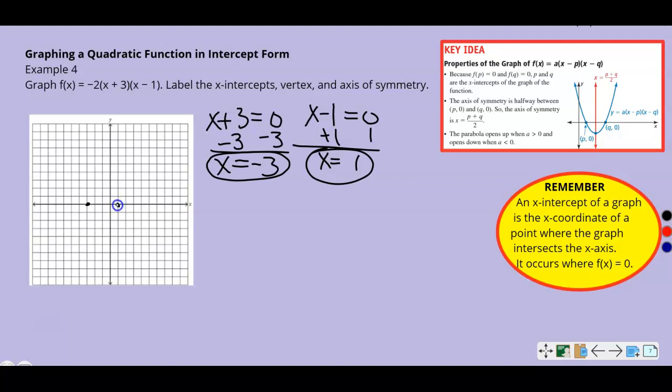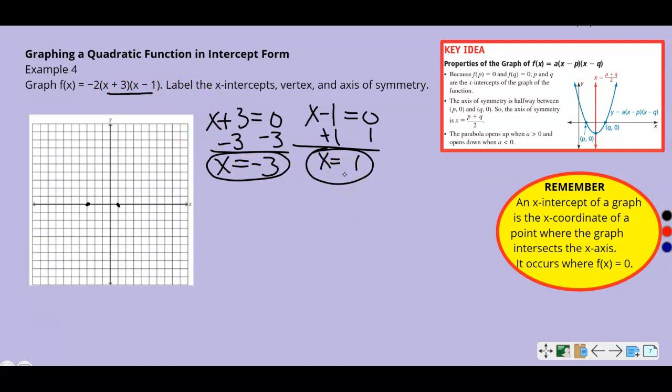So we can go ahead and put those on the graph. I'm not going to label those on here because I think it'll just put too much stuff on the graph. But you know that these two points come from these two factors here. We set those two factors equal to 0, and that gave us our x-intercepts.